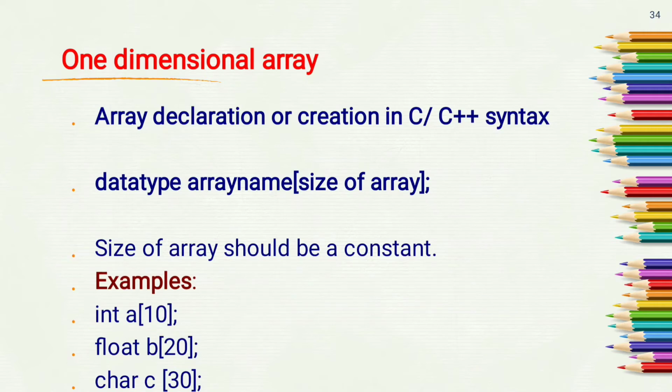So 10 variables will be created by the compiler inside the memory. To create 20 variables of type float, we have to write float b[20]. You can give any name to the array; I have used b. For creating a character array of 30 variables, we have to write char c[30].